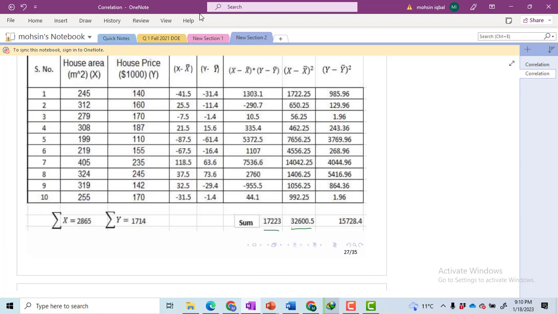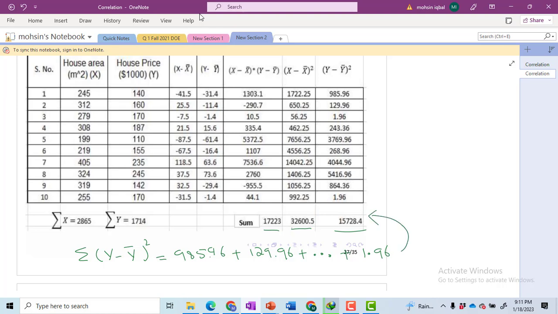32,600.5, and summation (y minus y bar) whole square is equal to 15,728.4. For example, if you want to take the sum of this column, you will write summation (y minus y bar) whole square, and this will be equal to 985.96 plus 129.96, then the plus symbol, then insert the three dots, then a plus sign, and in the end write 1.96 and you will get this value.